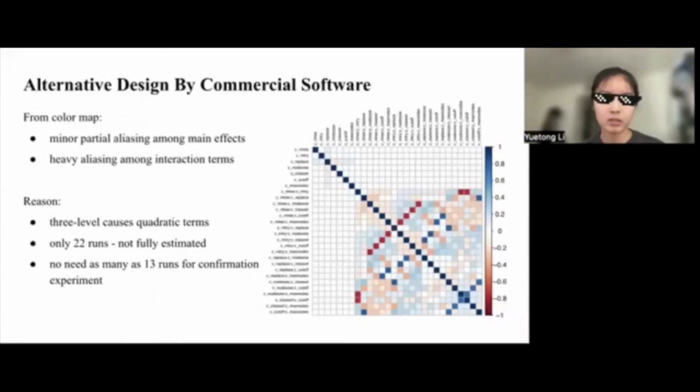To analyze the alternative design, we plot the color map to check the collinearity. The map shows there's minor partial alias among main effects and heavy alias among the interaction terms. However, there's no such problem between main effects and interaction terms. Overall, we still choose I-optimal design because most parameters in this alternative design have 3 levels, but we only have 22 runs, which makes more quadratic terms with less chance to be estimated. Besides, we can have a maximum number of 35 runs to test the experiment. We don't need 13 runs to do a confirmation test, which is very economically inefficient.